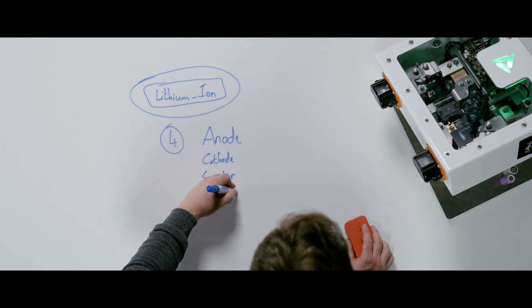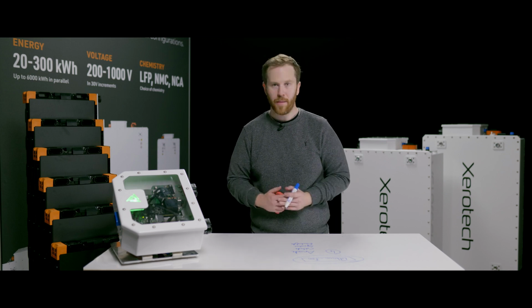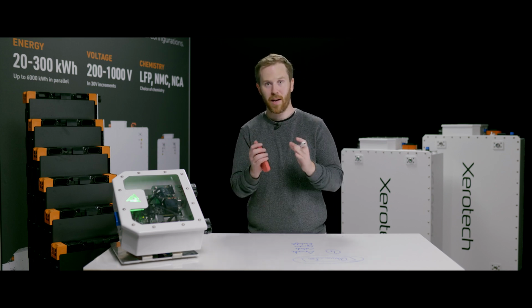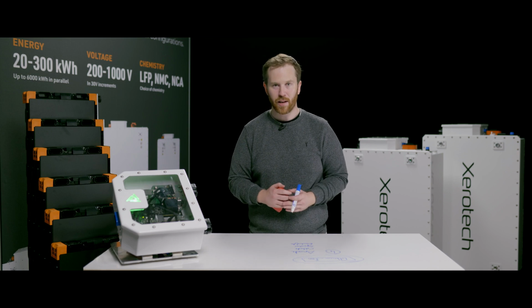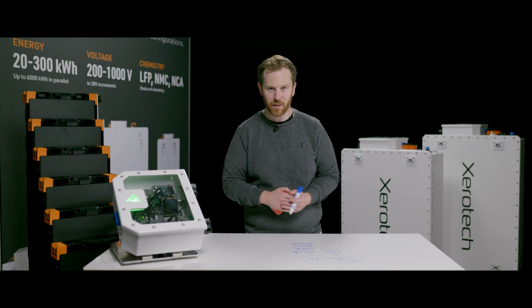In its most simplest form, you can consider the anode as the positive side, the cathode is the negative side, the separator is what stops plus and minus from touching, and the electrolyte is what enables you to flow current or flow electrons through the separator.